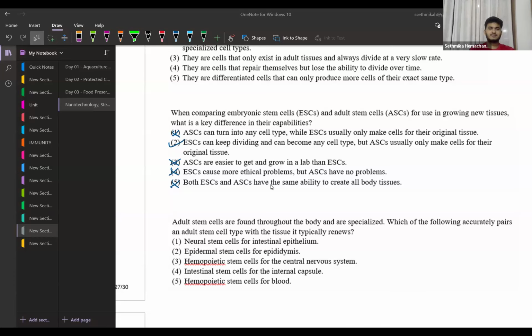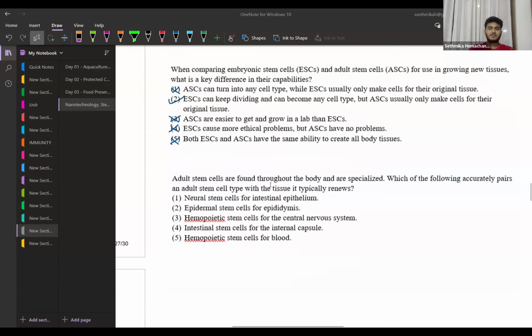Adult stem cells are found throughout the body and are specialized. Which of the following accurately pairs an adult stem cell with the tissue it typically renews? Neural stem cells for intestinal epithelium? No, neural stem cells are for cells of the central nervous system. Epidermal cells for the epidermis. Hemopoietic stem cells for the central nervous system? No, for blood. Intestinal stem cells for the internal capsule? No, for the intestinal epithelium. So the answer is hemopoietic stem cells for blood.